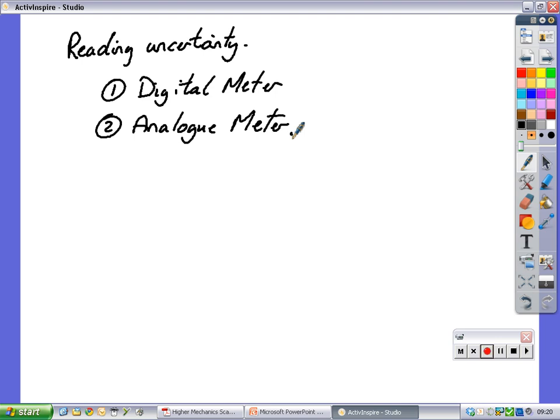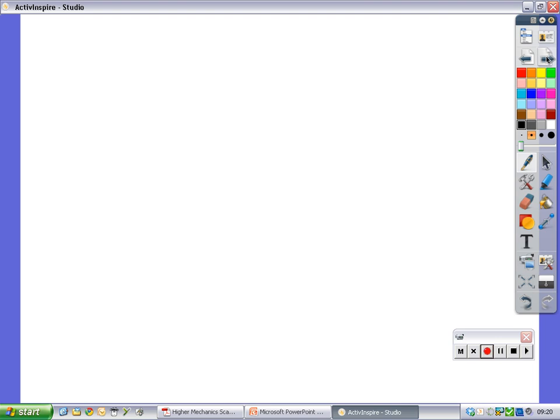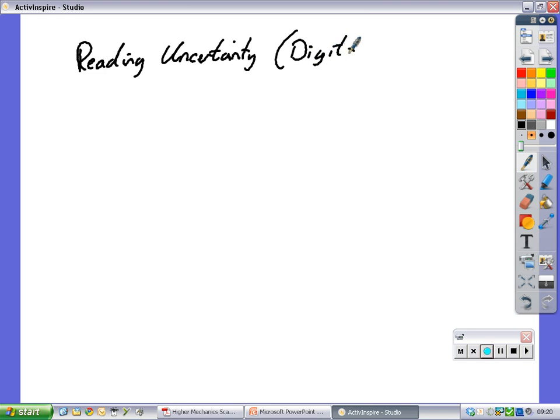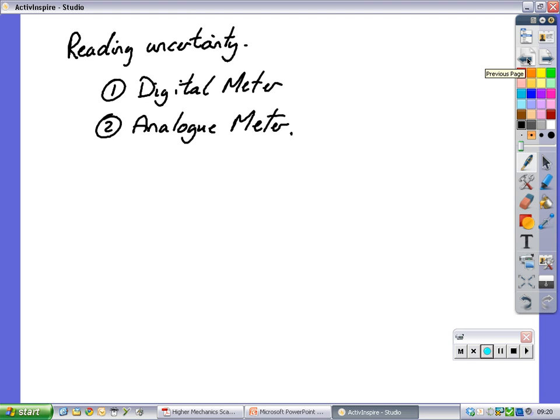So let's look at the digital meter first. Reading uncertainty, digital, right? From a digital meter. So let's look at that one first. And this is going in from a digital meter. Now, what I'm going to introduce to you here is a new symbol, and that symbol will be plus or minus. Okay? So maybe I'll put that next to this just now. You can put it wherever you like. But we're saying the symbol plus or minus like that, this symbol here, this means plus or minus.